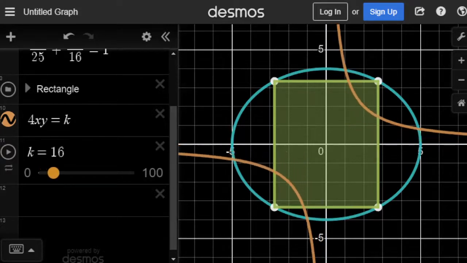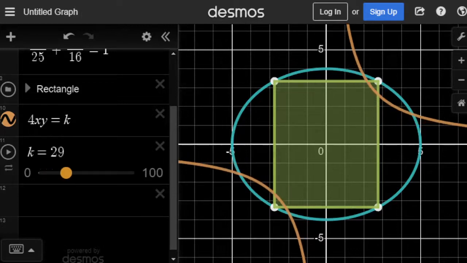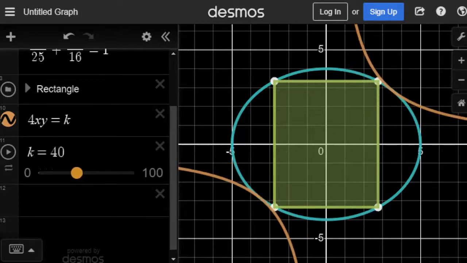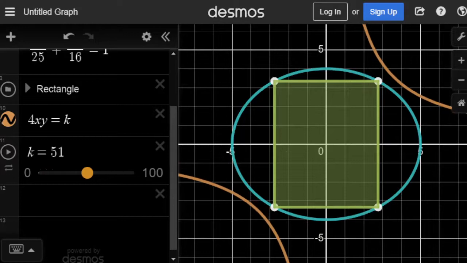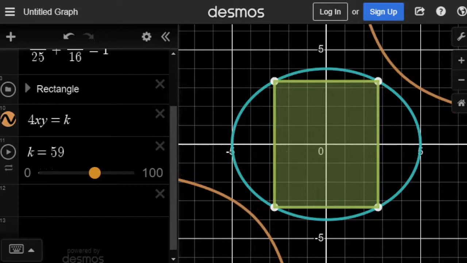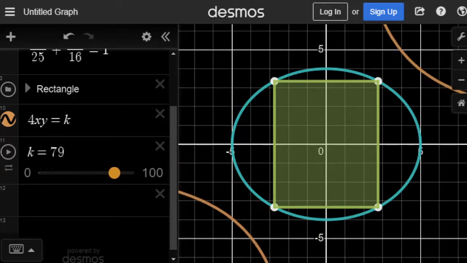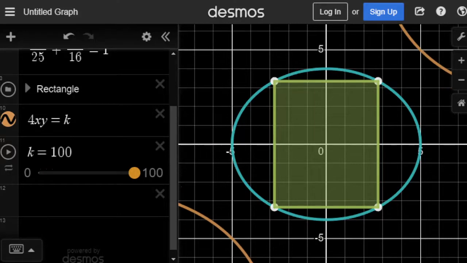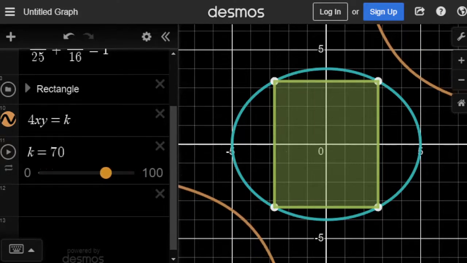And as I move this around, you can see that it slowly starts to spread out before eventually getting nearly off screen. All right, slide it back down. We'll get this thing to come closer together for us.